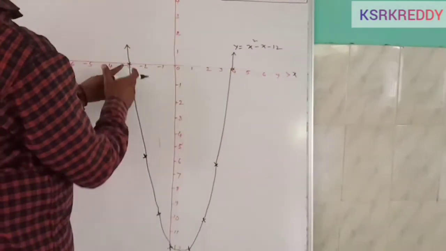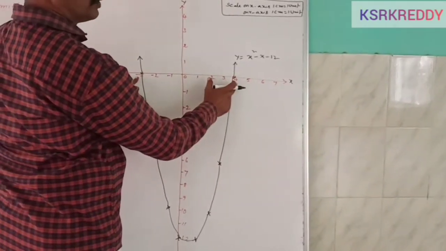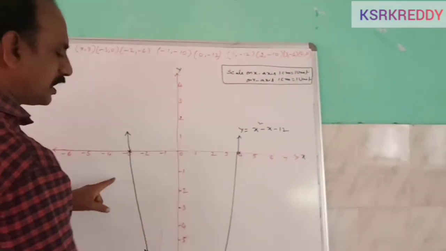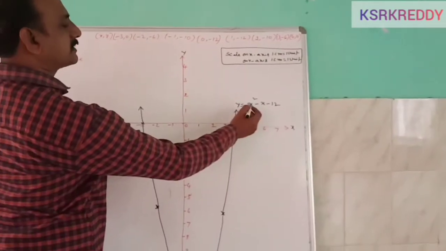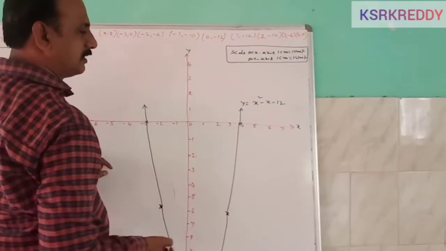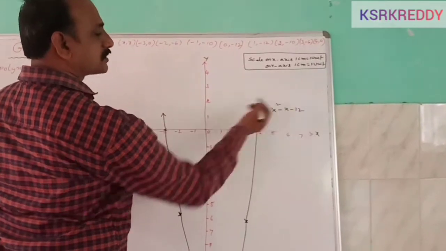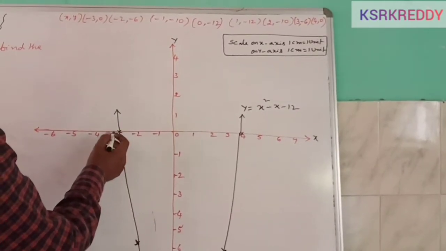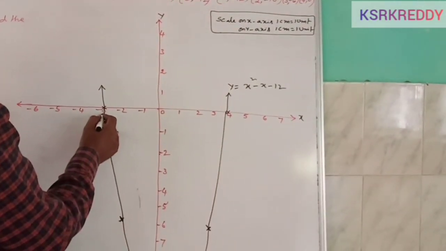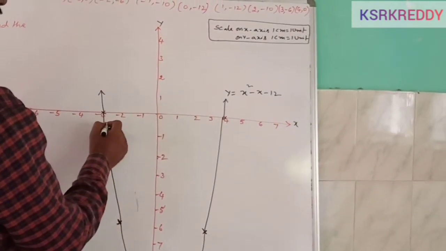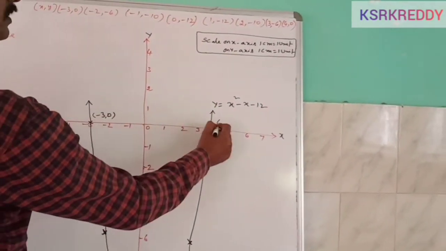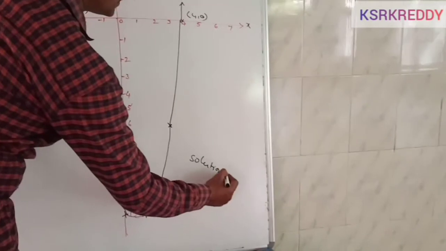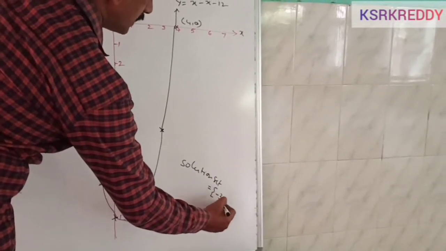This graph meets the x-axis at minus 3 comma 4. These are the zeros of the polynomial. So when these points are plotted on the graph sheet and joined with a smooth curve, it gives a parabola, y equal to x square minus x minus 12. Observe the graph. The parabola meets the x-axis at minus 3, 0 and 4, 0. So the solution set is minus 3 comma 4.